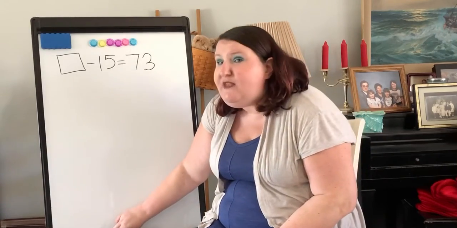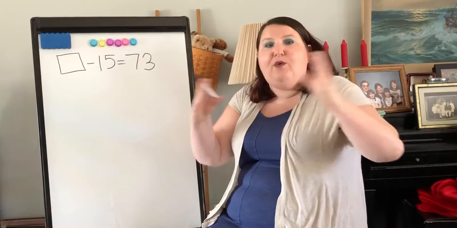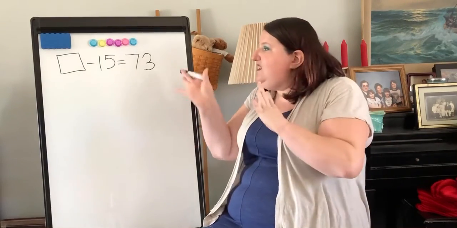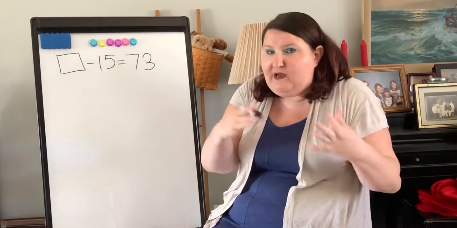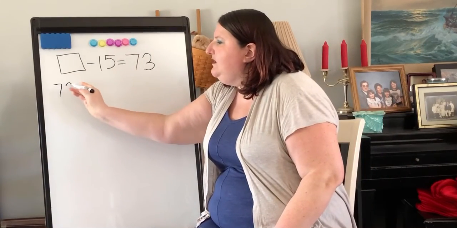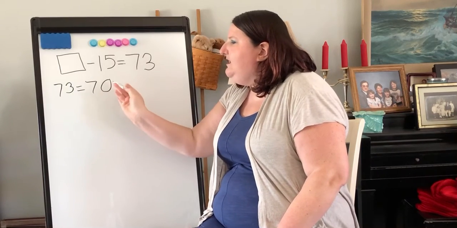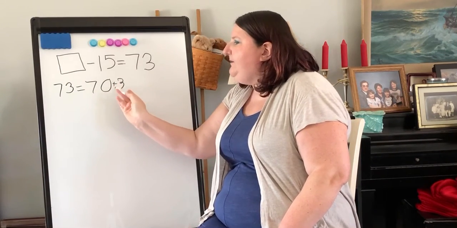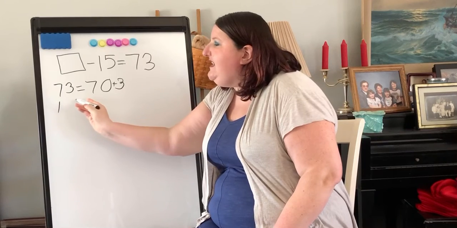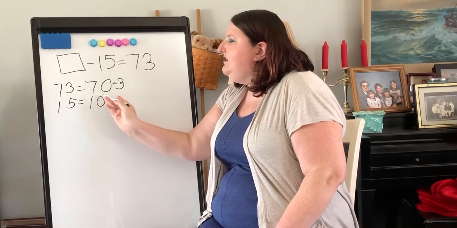Remember that when we use expanded form, we're taking the hundreds, tens, and ones, and we're pulling them apart. This is just a double-digit number, so I'm only working with tens and ones. So 73 in expanded form is the same as 70 plus 3. 15 in expanded form is the same as 10 plus 5.